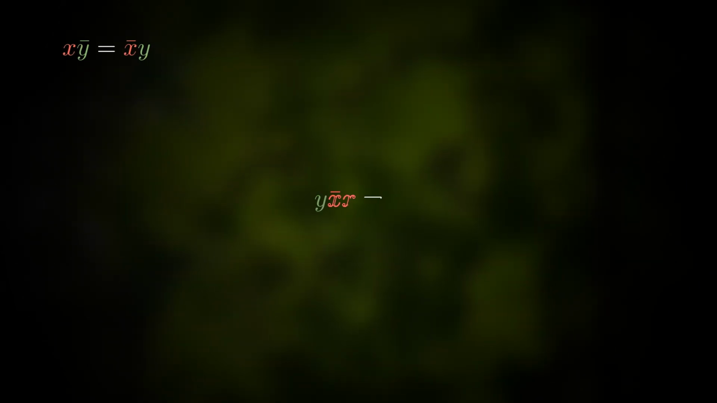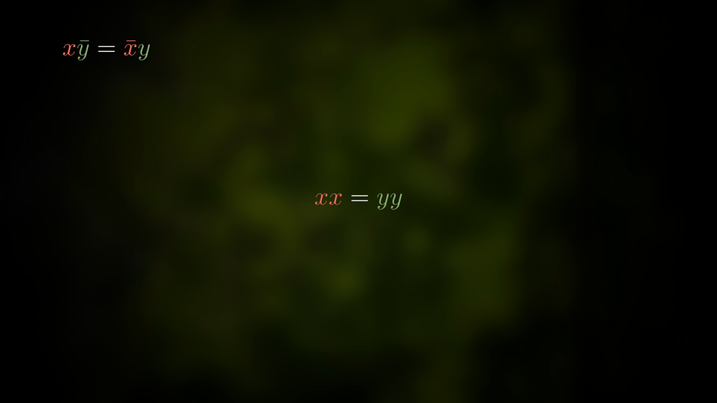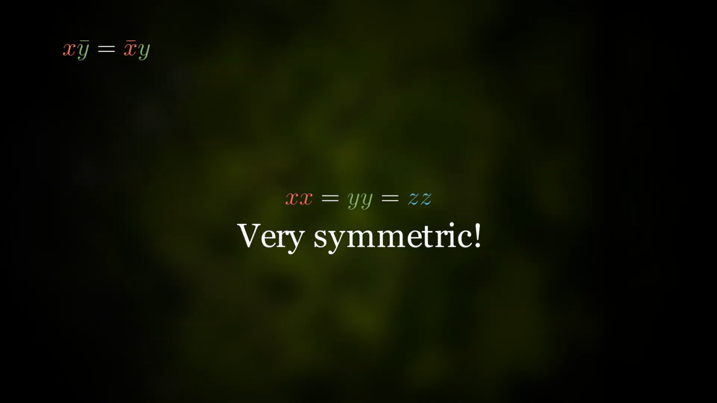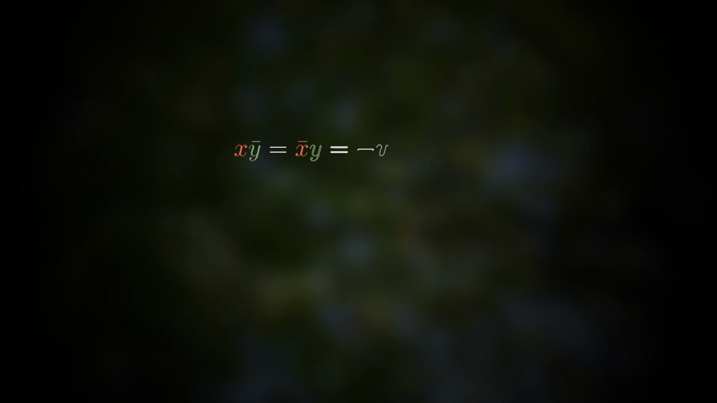Let's try the other case now, choosing x y bar equals x bar y. Now we have y bar x x equals y. And doing the same thing, we get xx equals yy. And when we add the third basis vector, we get xx equals yy equals zz. No contradictions this time. Thus, we choose x y bar equals x bar y to be true. To sum up, we have x y bar equals x bar y equals minus y x bar equals minus y bar x.